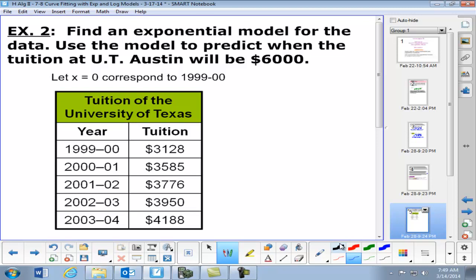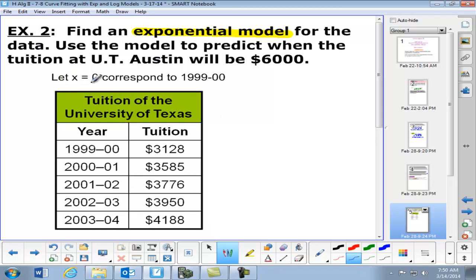Okay, one thing about these models that's different from chapter 5, it will always tell us what type of model it wants you to find. So you have to read it. It will either say find an exponential model or find a logarithmic model. In this case, it says find an exponential model. Then it goes on to say use the model to predict when the tuition at UT Austin will be $6,000. So you have two things to do. Find the model, that means write the equation, and tell me how long it will take for the tuition to be $6,000.